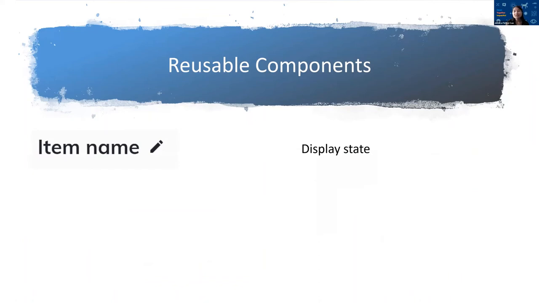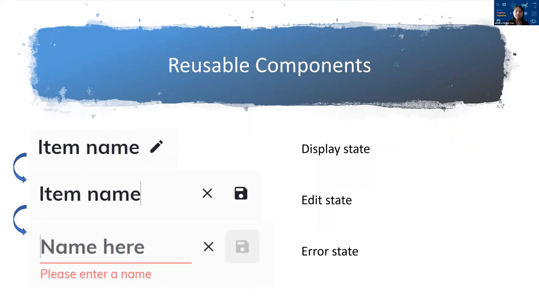Here's another example, a lightweight inline edit component. It allows a user to quickly edit a piece of text inline. It looks like a text label at first, but if you click on it, it toggles into an editable input field like this. There's also a customizable error checking for the error state.